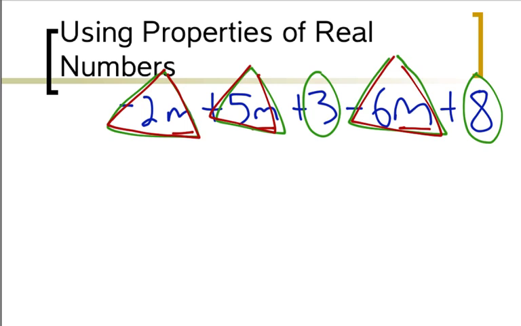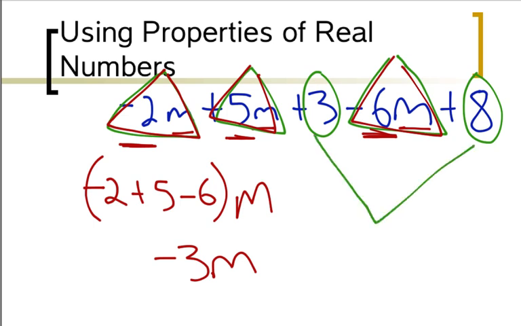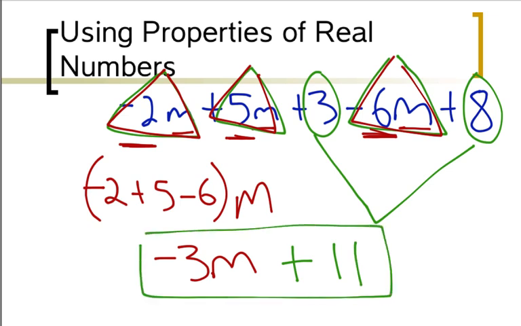So I've got negative 2m's, I've got 5m's, and I've got negative 6m's. So I combine that all together. In my head, I'm actually working through what's negative 2 plus 5 minus 6, and then whatever that outcome is, I'll put it next to an m. Negative 2 plus 5 would give me 3, and then minus the 6 would give me negative 3. So negative 3m is how many m's I have, and then I combine my 3 and 8 to get plus 11. So the final outcome here will be negative 3m plus 11.